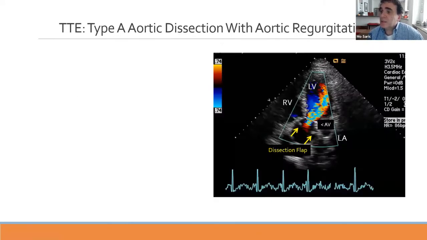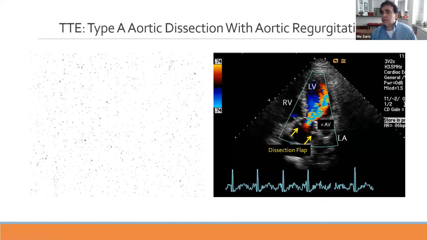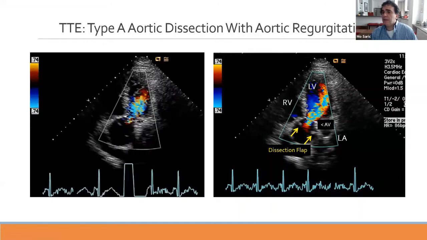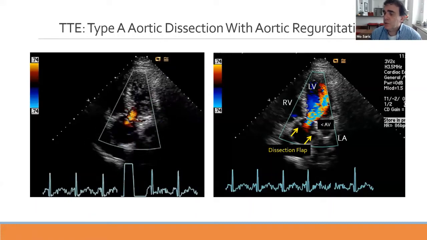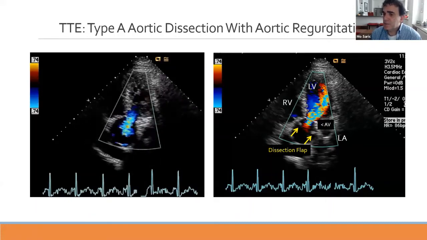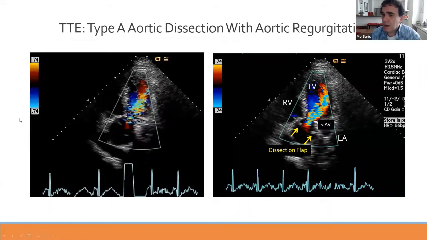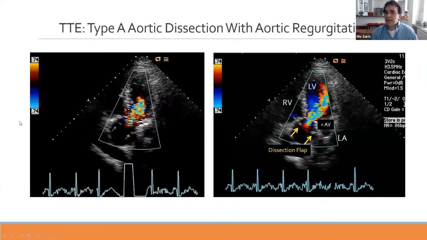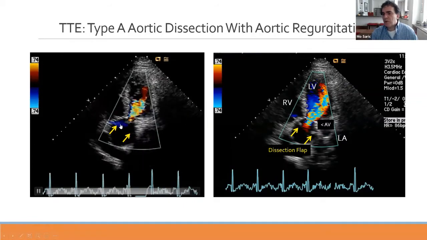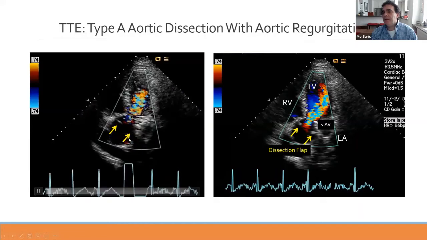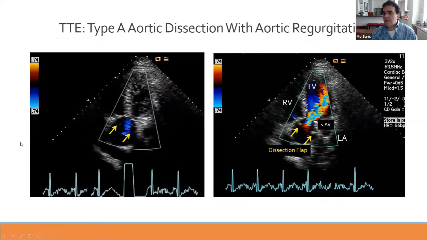What are the other complications of dissections that we can see on transthoracic echocardiography? In this case, it's a type A aortic dissection complicated by aortic regurgitation. Development of new acute aortic regurgitation should always raise a possibility of type A dissection unless a patient has endocarditis. Again, you can actually see that there is a dissection flap in the proximal aorta delineated by the two yellow arrows.